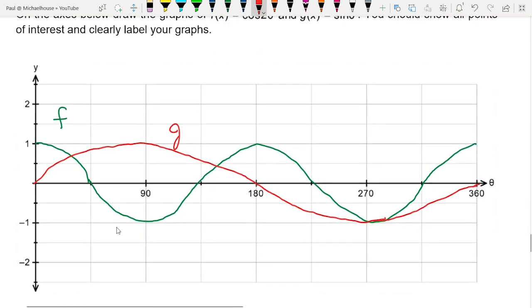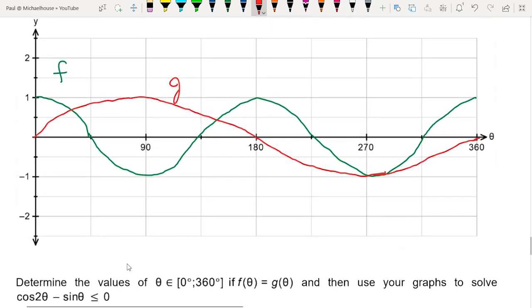Now, one of the problems here, we're going to do equations next. This question asks us to determine the values where these graphs are equal. I know this is a bit of a jump because we haven't reminded ourselves how to solve these equations. But let's see if we can find these 3 points where these graphs cut one another.